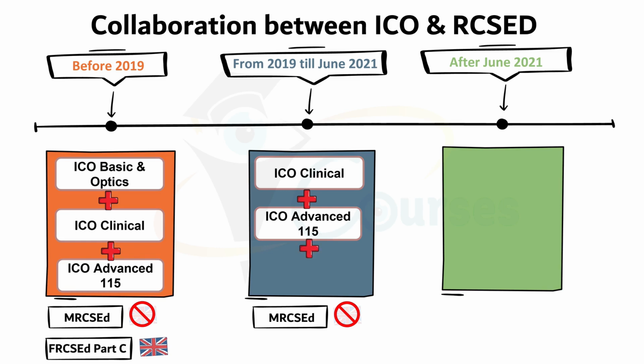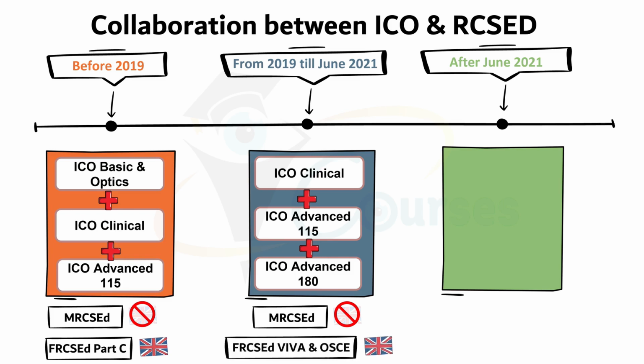And based on the rules of the collaboration, a new exam was announced by the ICO. It was called the ICO Advanced 180. This exam will exempt you specifically from the written part of the FRCS Edinburgh, so you can apply directly to the FRCS Edinburgh Viva and OSCE exam. And after you clear them, you will be eligible for GMC registration. But what happens if you still didn't clear all the ICO exams, the Basic, the Optics, the Clinical, the Advanced, by June 2021? Here is the problem.